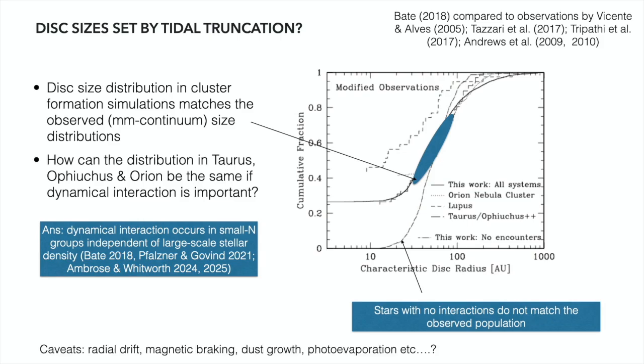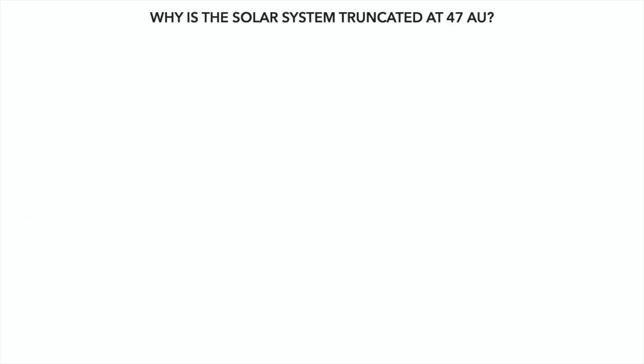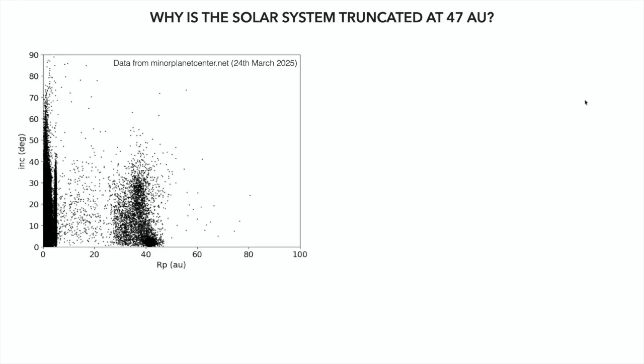All right, let's move on a little bit. So there are other things that can set the disk size. This is oversimplified. But tidal truncation is, I think, part of the story of what we're seeing in the disk population in clouds. All right, let's come to the solar system. Okay, so if you plot the material in the solar system, and all I'm doing is downloading the minor body distribution and plotting inclination as a function of pericenter separation, then you notice something really obvious, which is that after 47 AU, there is absolutely nothing in the plane of the solar system.